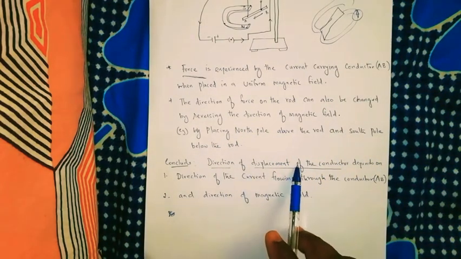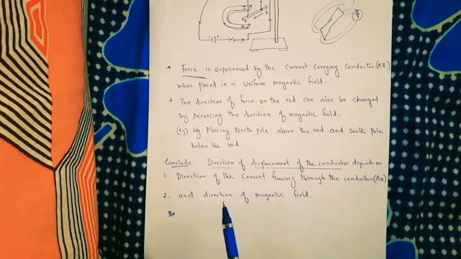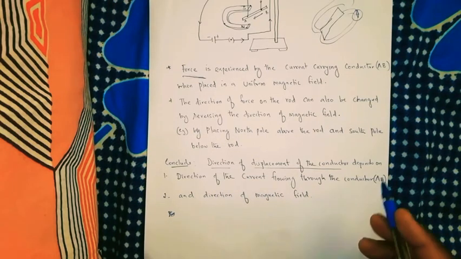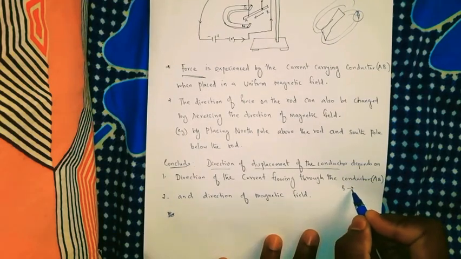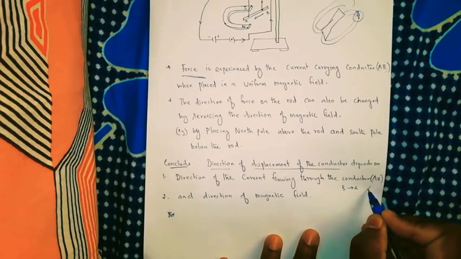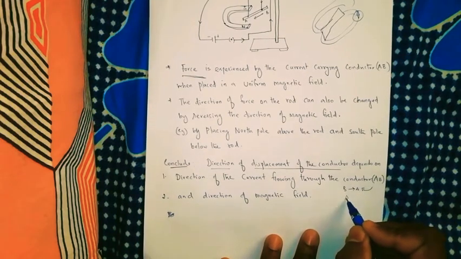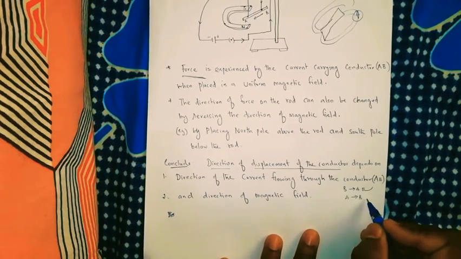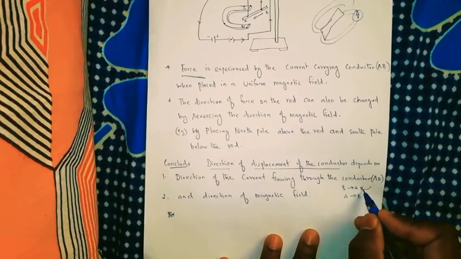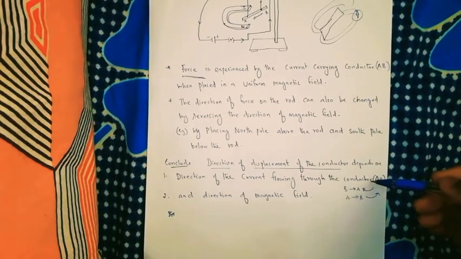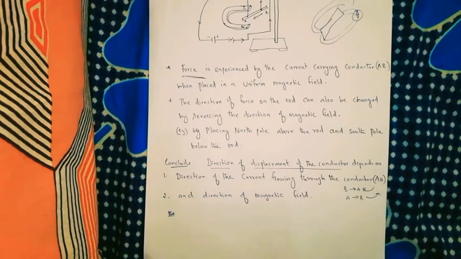The direction of the displacement of the conductor depends, first thing, on the direction of the current flowing through the conductor. If the current is flowing from B to A, then the movement will be towards the left hand side. Then if the current moves from A to B, reversed current, then the movement will be towards the right hand side. Anti-clockwise and clockwise.